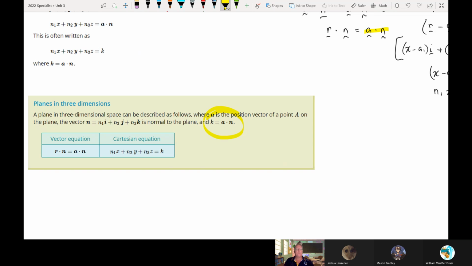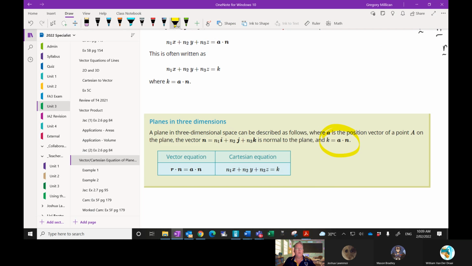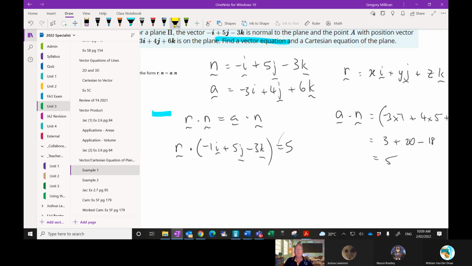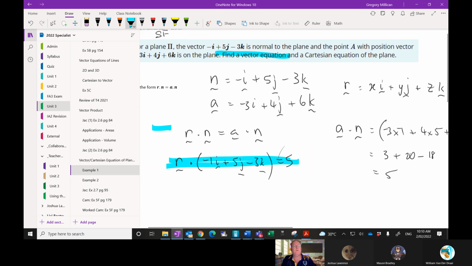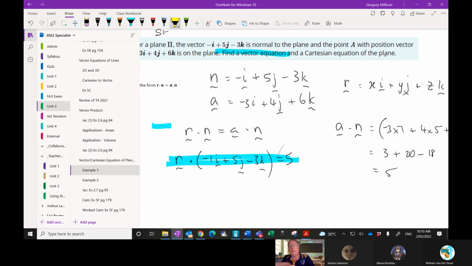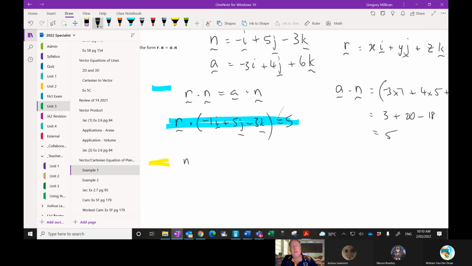Okay, so let's go back to the example that we were working on, which is this one here. That's my vector form. If I want Cartesian form, I'll use a different highlight color just so we can see where we're at. So Cartesian form is n1 x plus n2 y plus n3 z equals A dot n.